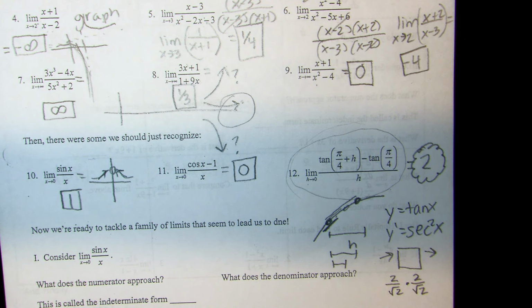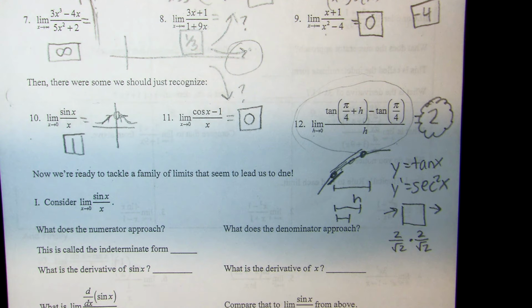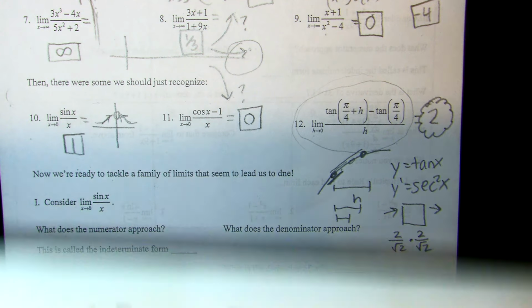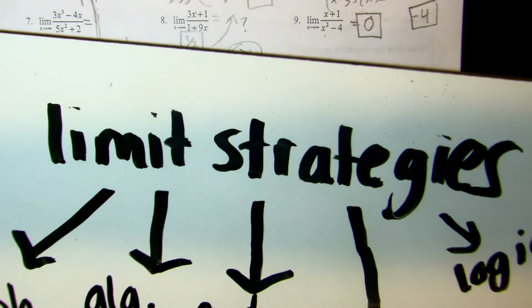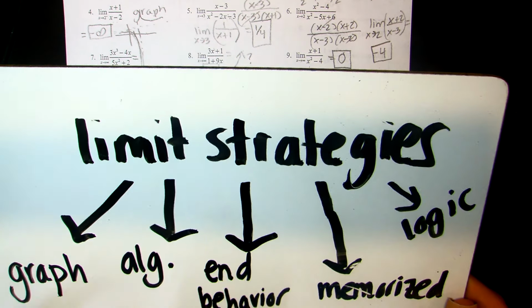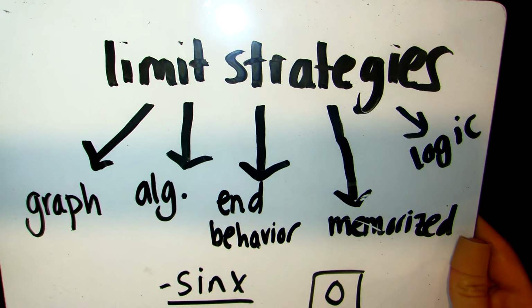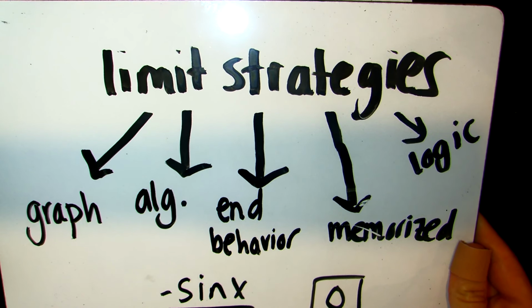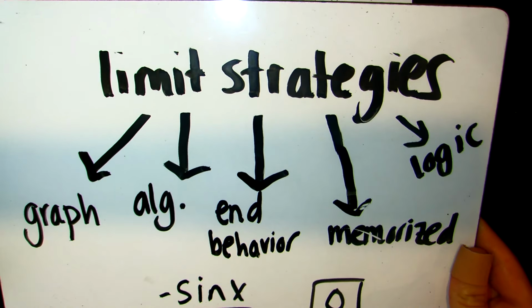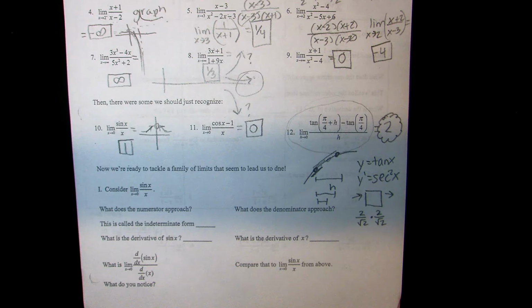Okay, so this concludes the review video. We're going to go to video 2 now, where we actually learn how to do a final limit strategy. And if you are wondering why the heck didn't we learn this limit strategy in August and September, it's because you need things that you've learned since then to do this final limit strategy.